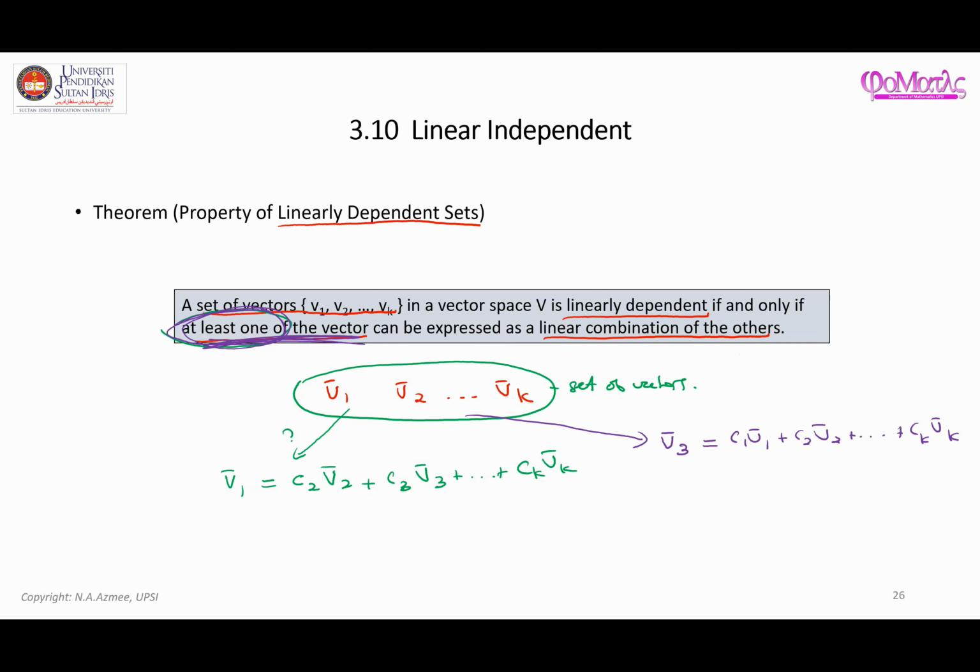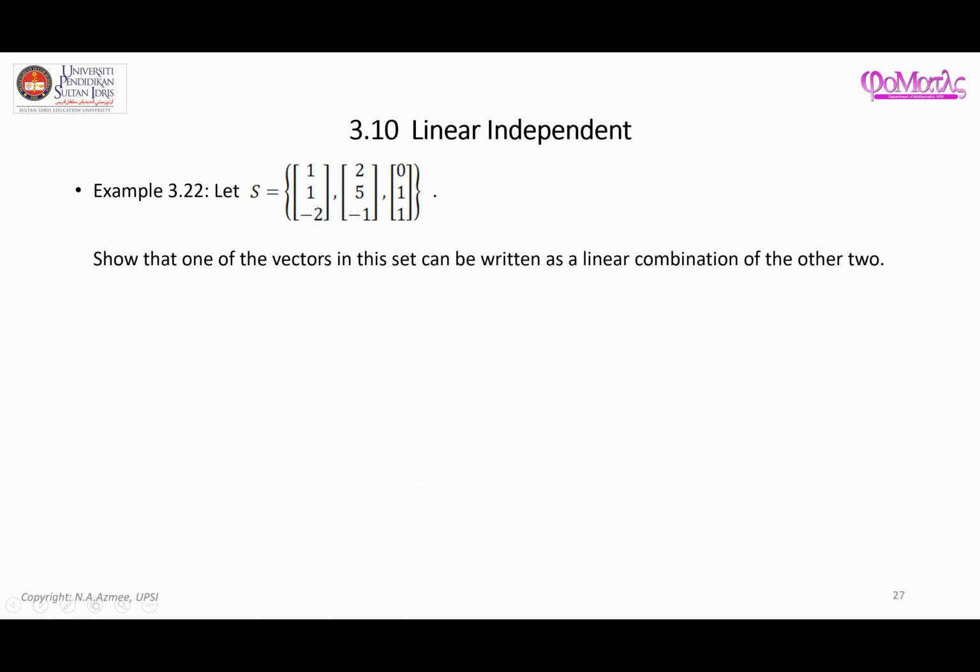Therefore, this specific example here is going to look at how you can show that one of the vectors here can be written as a linear combination of the other two vectors. So here we have three vectors. Therefore, logically speaking, we can imagine that it is possible, for example, we could have vector 1 expressed in terms of vector 2 and vector 3. This could be a possible combination. We don't know for sure.